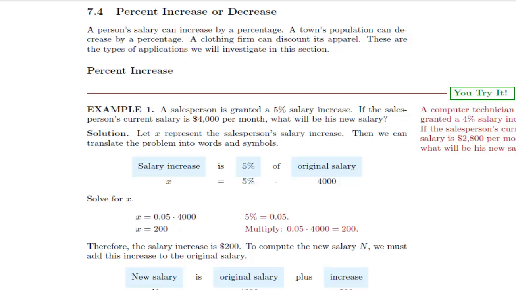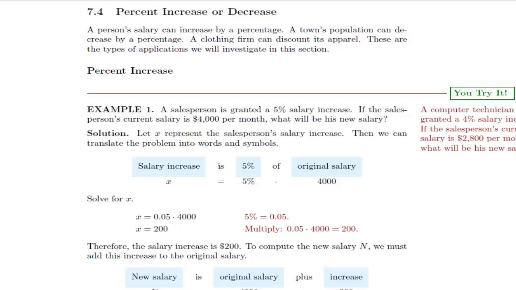Percent increase. A salesperson is granted a 5% salary increase. If the salesperson's current salary is $4,000 per month, what will be his new salary? Solution. Let X represent the salesperson's salary increase. Then we can translate the problem into words and symbols. The salary increase, which is X, is equal to 5% of, or times, the original salary of $4,000.